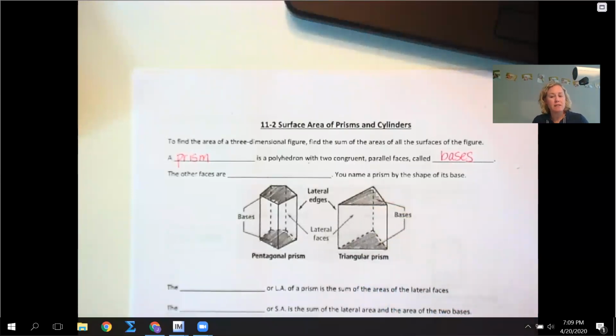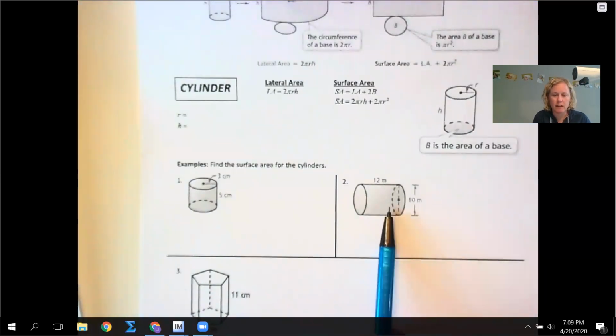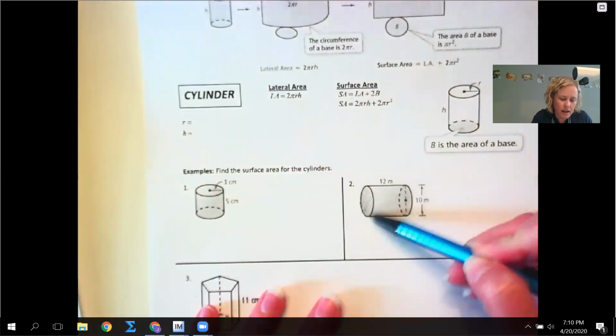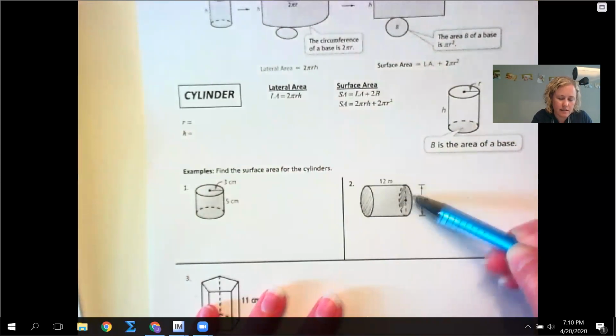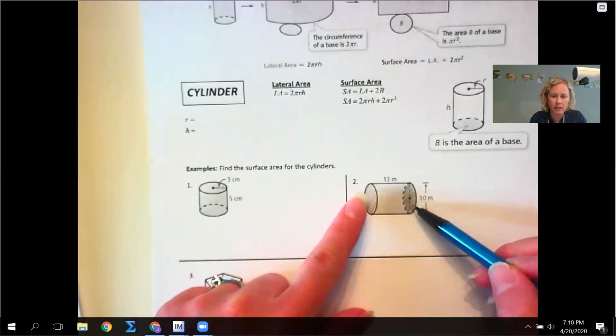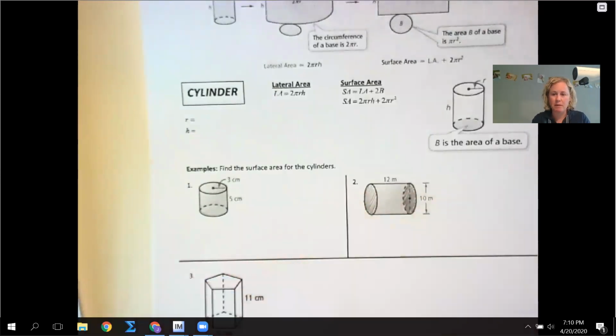Now, the bases will not always be the top and the bottom, okay? We're gonna look at this shape right here. This is a cylinder, and the bases are not the top and the bottom, okay? The bases are on the left side and the right side, because the cylinder is like laying down on its side. Bases have to be parallel to each other. Sometimes that'll be top and bottom, sometimes that'll be front and back, sometimes that'll be left and right. Just kind of depends on if your shape is standing up or laying down, okay?